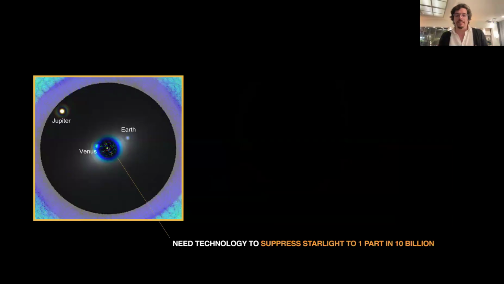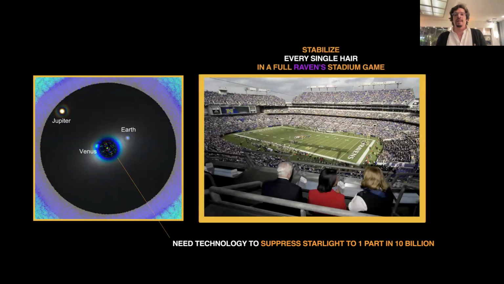Now, to do this, you need technology to suppress that starlight to 1 part in 10 billion. That is so insane that I'm pretty sure no one can really put a number to that. So I brought you an order of magnitude statistic on this. In case you love the Ravens, or even if you don't, if you have a football stadium, this is analogous to trying to stabilize every single hair on every person in a full Ravens stadium game. You try to stabilize every hair. That's what 1 part in 10 billion looks like. It's completely crazy. But we humans are very smart folks, and I think we can figure that out quite nicely. And there are experiments that show that we could get there.